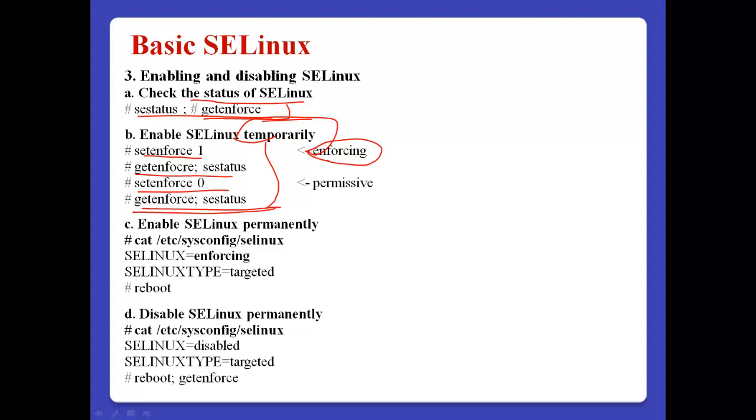If we want to enable SELinux permanently, then you need to configure this file: SELINUX=enforcing and SELINUXTYPE=targeted like this. And after that, you need to reboot. Then your Linux system will enable SELinux in enforcing mode. If you want to disable SELinux permanently, then using this file, just change this to disabled like this and reboot. And after that, if we check getenforce, you will see disabled.